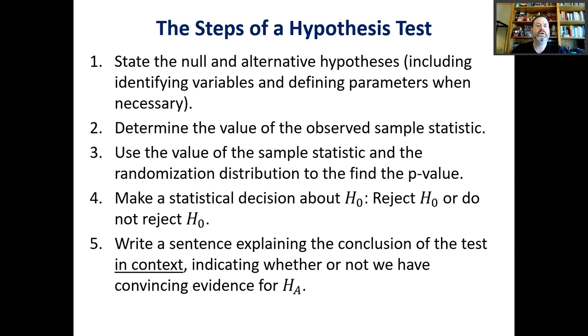Number 2, determine the value of the observed sample statistic. So use the data, collect the sample statistic, or compute the sample statistic. Step 3, use the value of the sample statistic and the randomization distribution to find the p-value. Step 4, make a statistical decision about the null: reject or do not reject the null. And 5, write a sentence explaining the conclusion of the test in context, indicating whether or not we have convincing evidence for the alternative hypothesis.